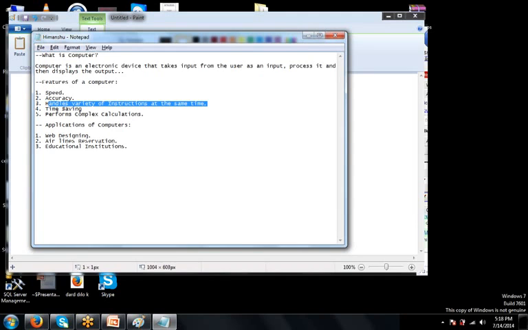Then another one is time saving. With the help of a computer, we can save our time in doing calculations, operations, anything. Time saving is a main feature of a computer. The last one is performing complex calculations. There are some scientific and mathematical calculations which are not possible for human beings, so they are performed by the computer.